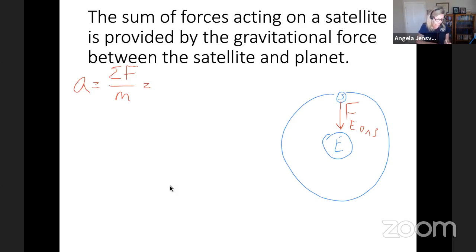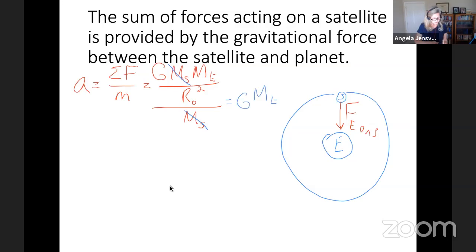Okay, so the forces on the satellite are G, mass of the satellite, mass of the Earth, divided by the orbital radius squared, all divided by the mass of the satellite. We're dividing by the mass of the satellite because that's the object for which we're summing the forces. Okay, and luckily that is going to cancel. So the mass of the satellite cancels, and you get G mass of the Earth over orbital radius squared.